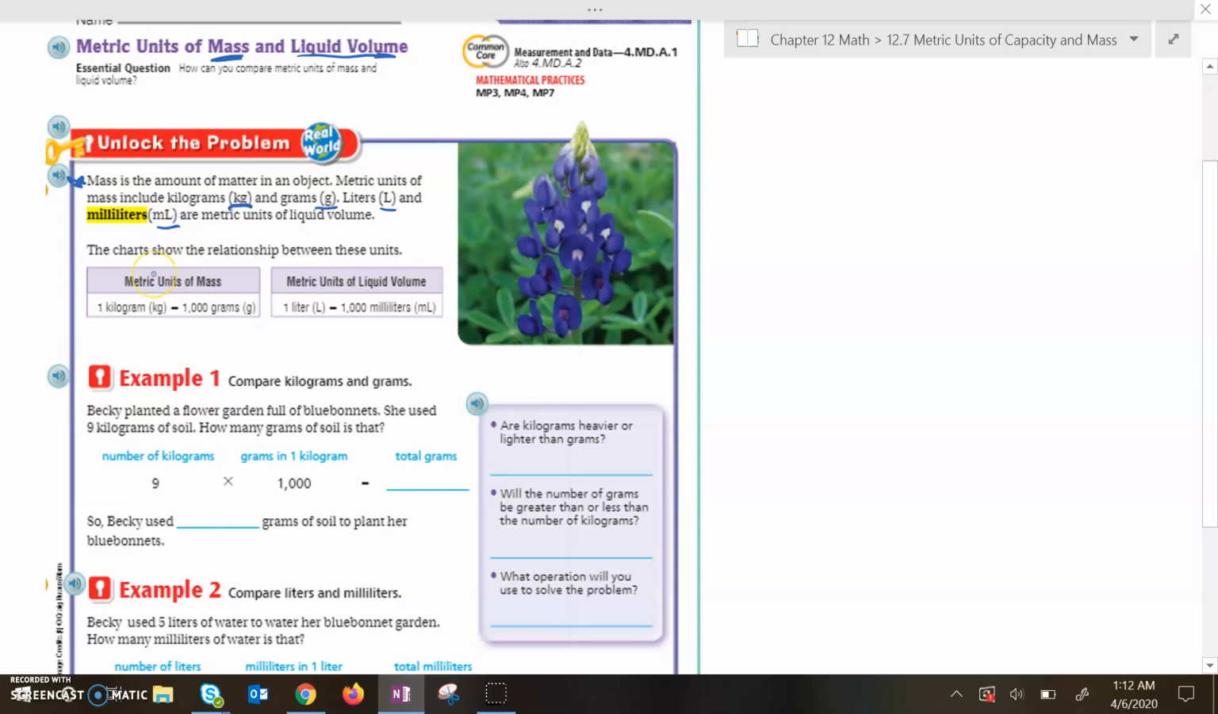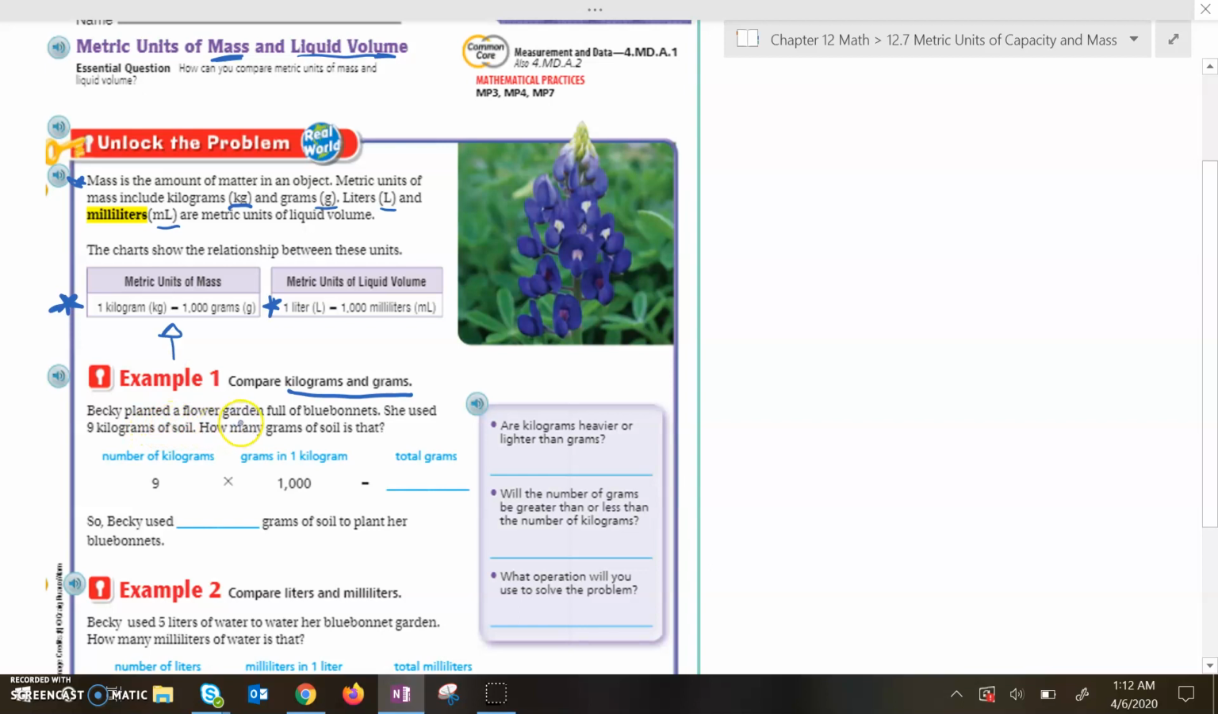The charts show the relationship between these units. So these are ones that you will want to know. 1 kilogram equals 1,000 grams. 1 liter equals 1,000 milliliters. Example 1, compare kilograms to grams. So we know right now we're going to need this one.